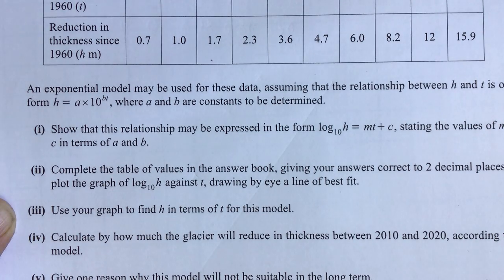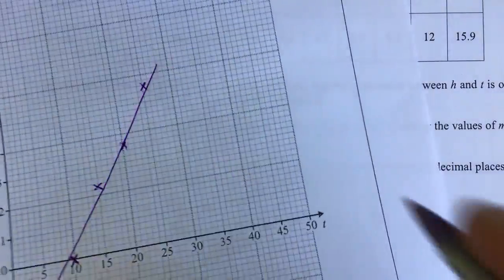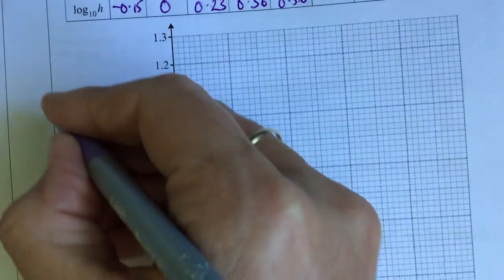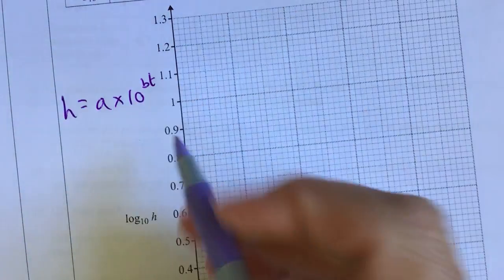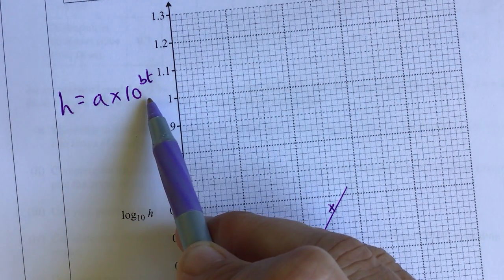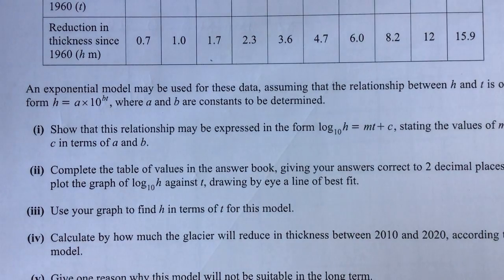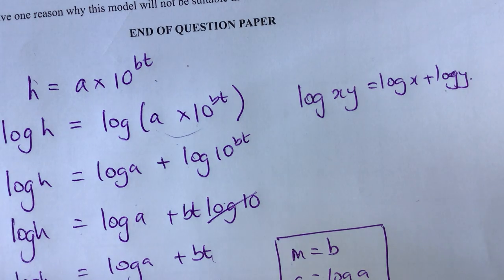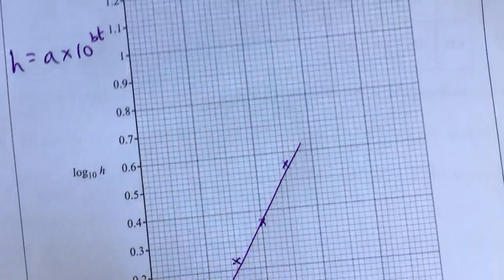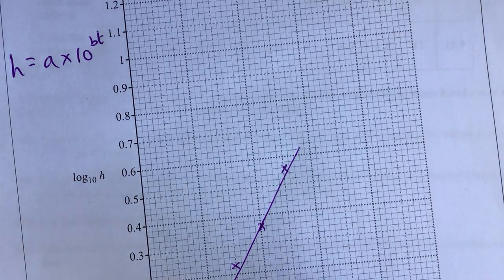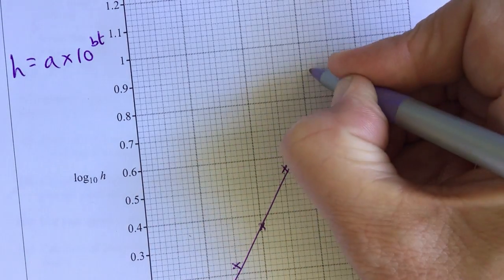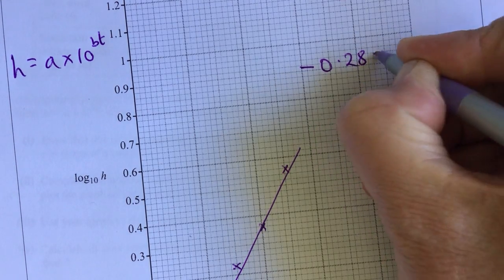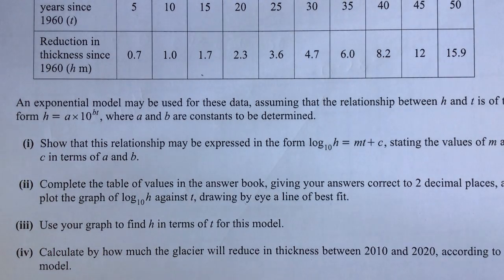Part 3, use your graph to find h in terms of t for this model. Well, we've got this expression, h equals a times 10 to the bt. So to find an expression for h, I need to work out the a and work out the b. But we already had, on the previous page, written down that m, the gradient, is b, and the intercept is log a. So the intercept, I'm going to go minus 0.28. Okay, let me just check. The intercept equals log a.